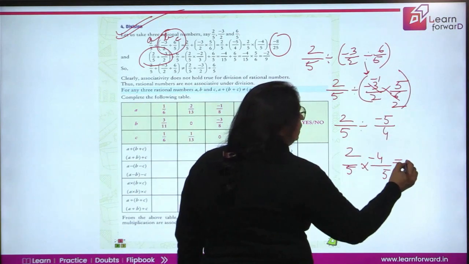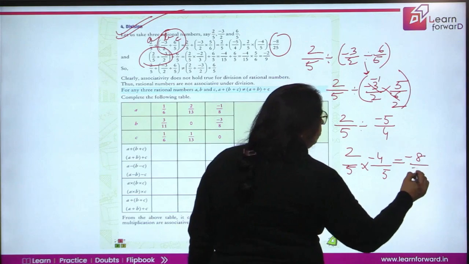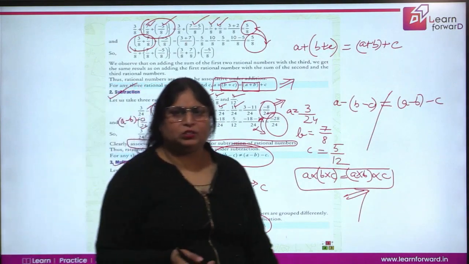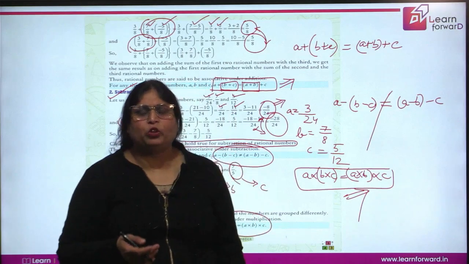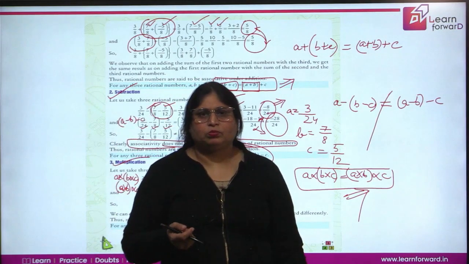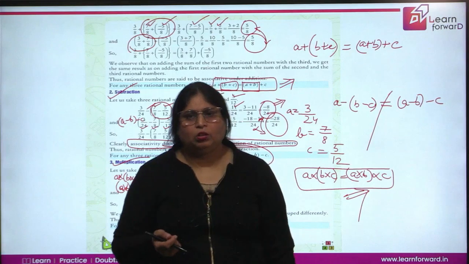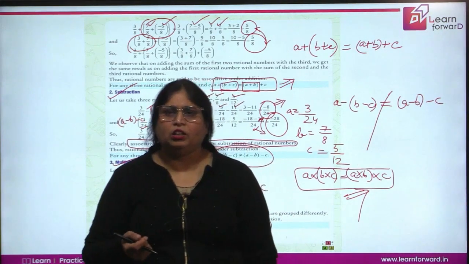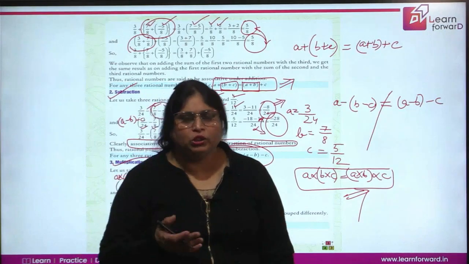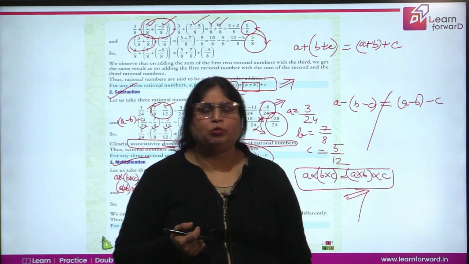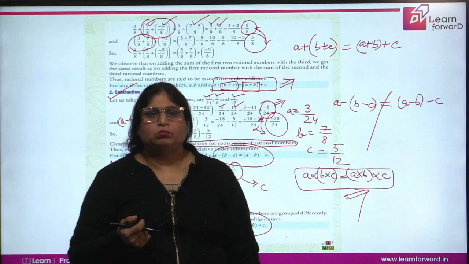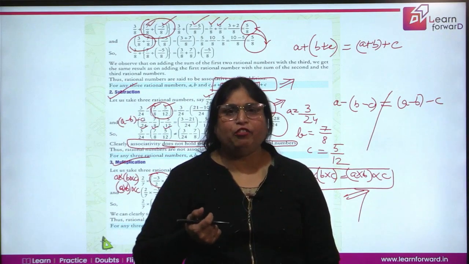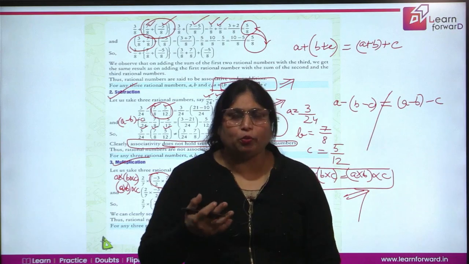Answer is minus 8 upon 20. What is the standard form of rational numbers? Why am I telling you about standard form? Okay, the standard form, you are saying the numbers don't have a common factor. Anything more about standard form? Standard form of a rational number states that the denominator is never negative.